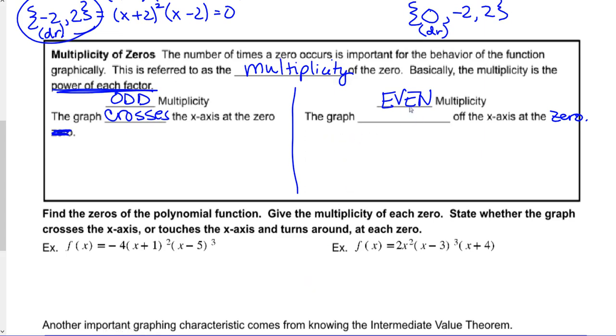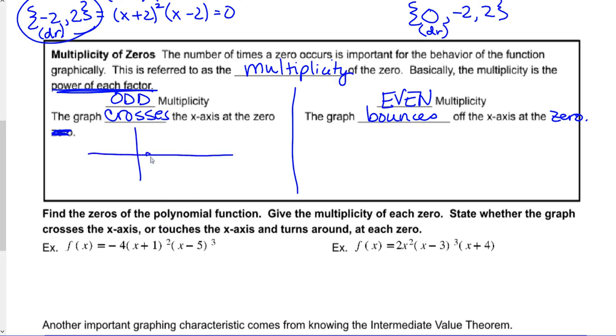But if I have an even multiplicity, so where this double root is, or if I have a power of 4, power of 6, whatever the case may be, the graph bounces off of the x-axis at that zero. So it comes down and it touches that axis, but it goes right back off, okay? So what does that look like graphically?